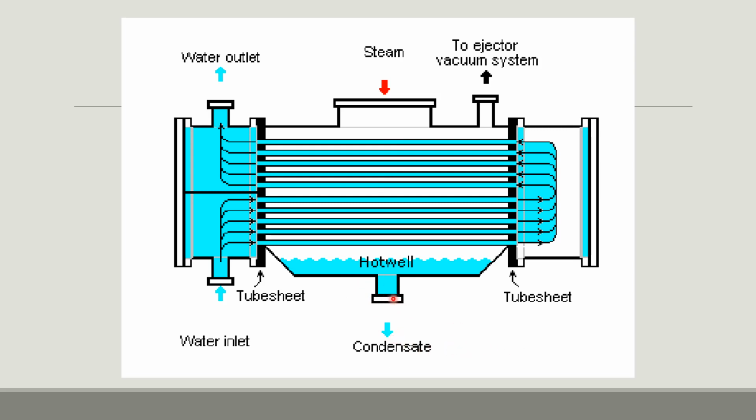It is further proceeded to the cooling tower or the feed water heater and other parts of the thermal power plant, and the remaining part of the steam which cannot be converted into condensate is passed through the ejector. And we use two tube sheets for the insulation system in this condenser. So this is the basic working of a condenser in the thermal power plant.